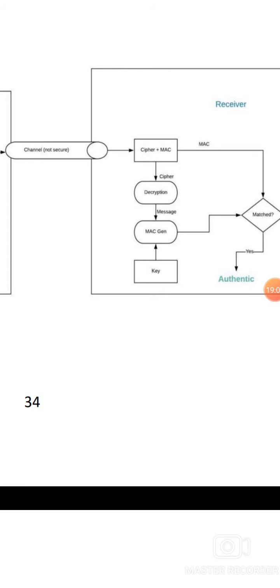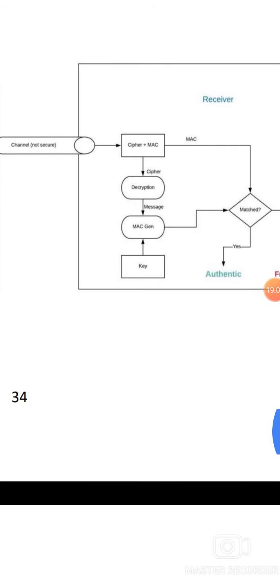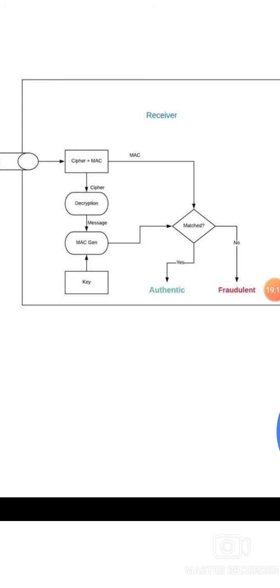It uses the keys. If it matches, it is authentic. If it does not match, it is fraudulent. If the answer is yes, it is authentic. If it is no, it is fraudulent.